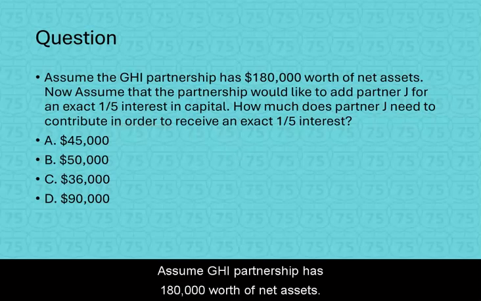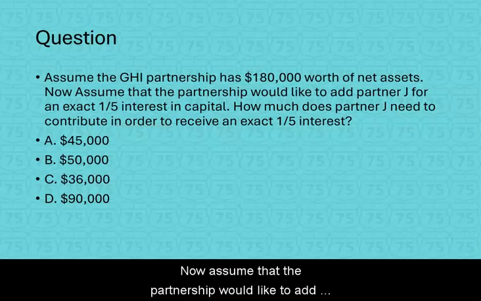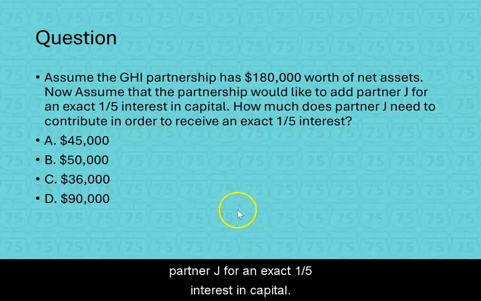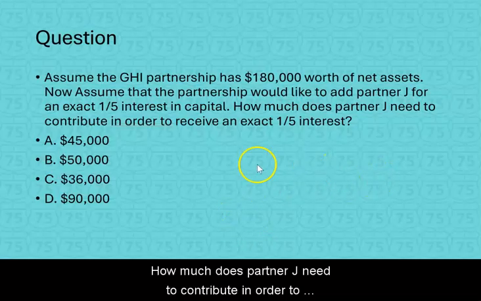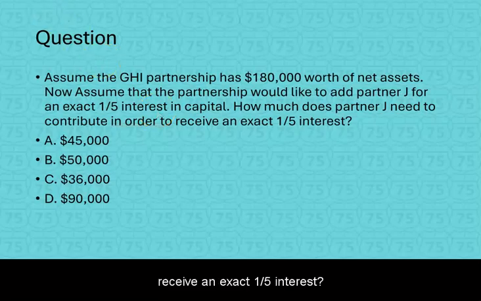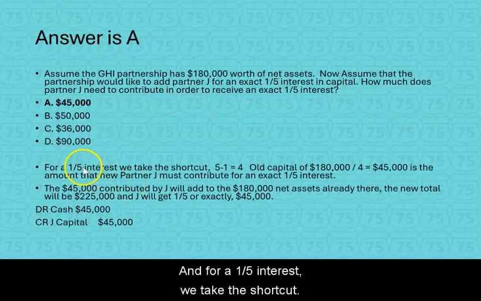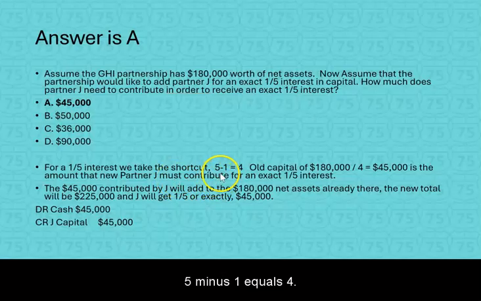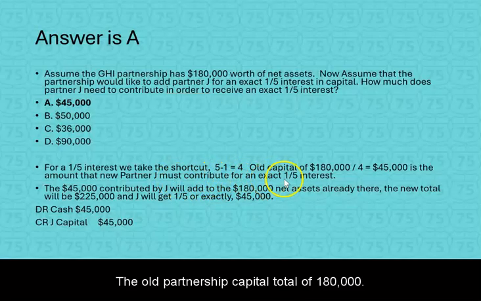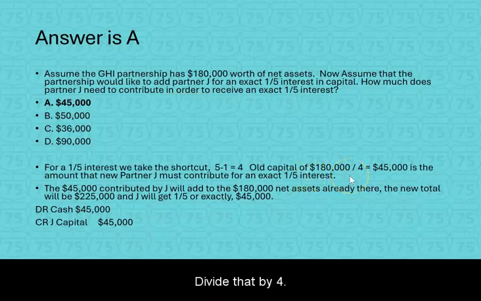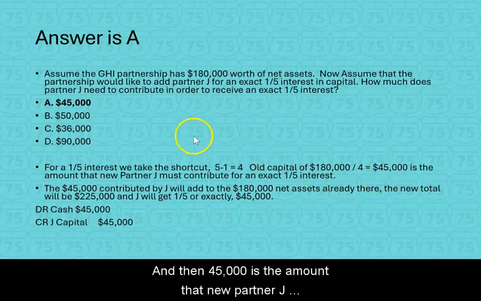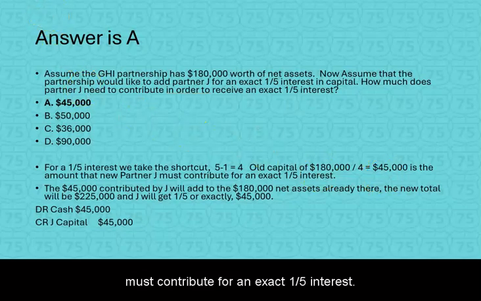Let's try this. Assume GHI partnership has 180,000 worth of net assets. Now assume that the partnership would like to add partner J for an exact 1/5 interest in capital. How much does partner J need to contribute in order to receive an exact 1/5 interest? And for a 1/5 interest, we take the shortcut 5 minus 1 equals 4. The old partnership capital total of 180,000, divide that by 4. And then 45,000 is the amount that new partner J must contribute for an exact 1/5 interest.